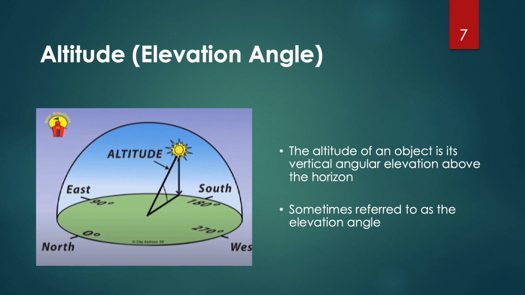The second important angle is called the altitude, also referred to as the elevation angle. The altitude or elevation angle of an object is its vertical angular elevation above the horizon.